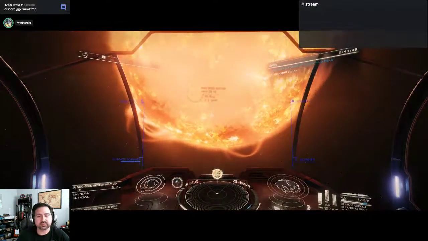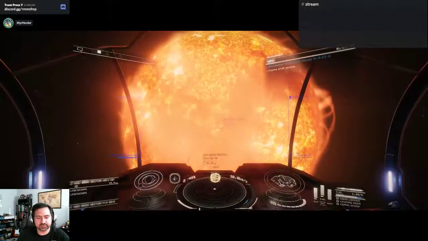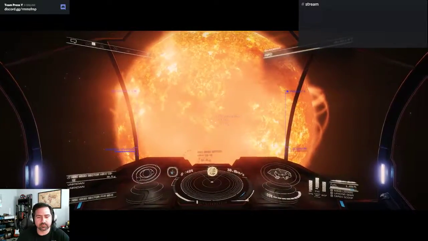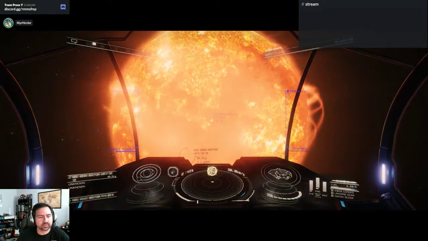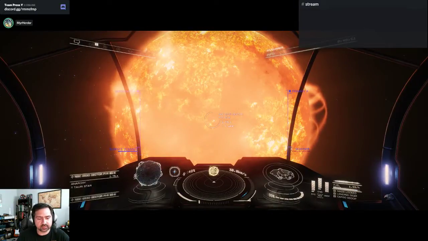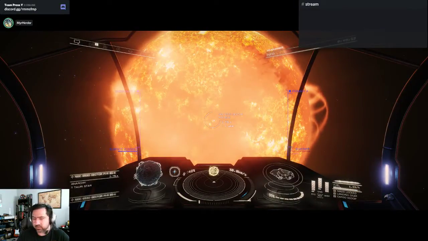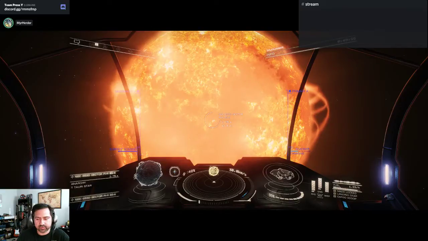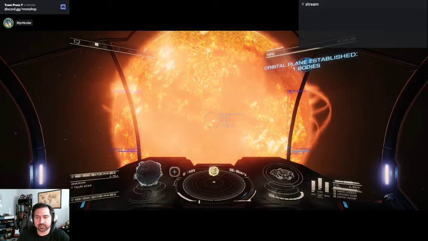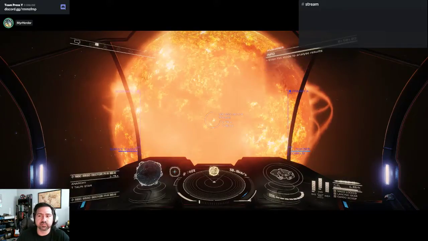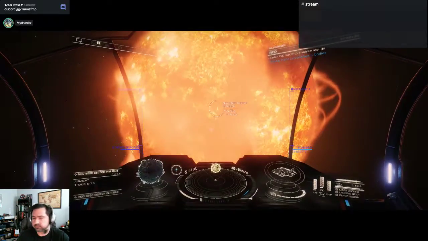Yeah. So it's a beautiful game, which is the reason I got the high resolution over the high frame rate. So looking at this, I could target it and scan it for more info. I'm running my scanner now to scan the whole system, get basic info like how many planets, how many moons, and we're in the system with one sun.